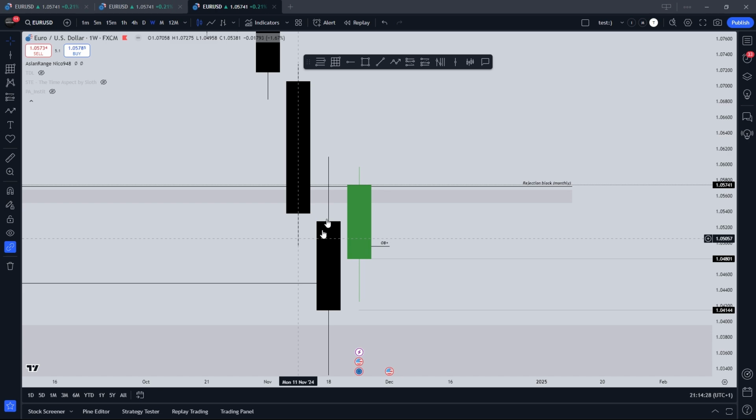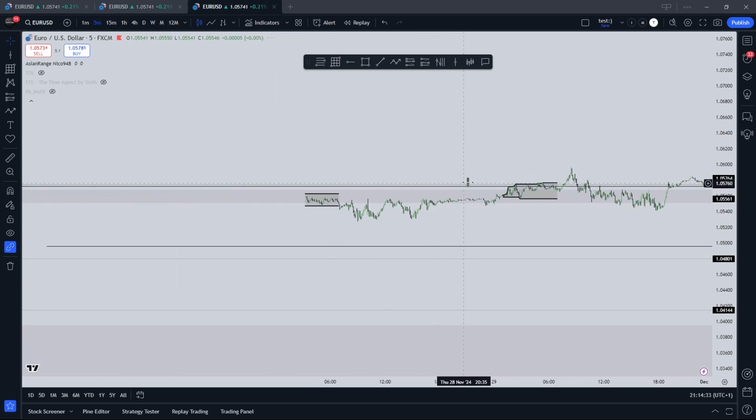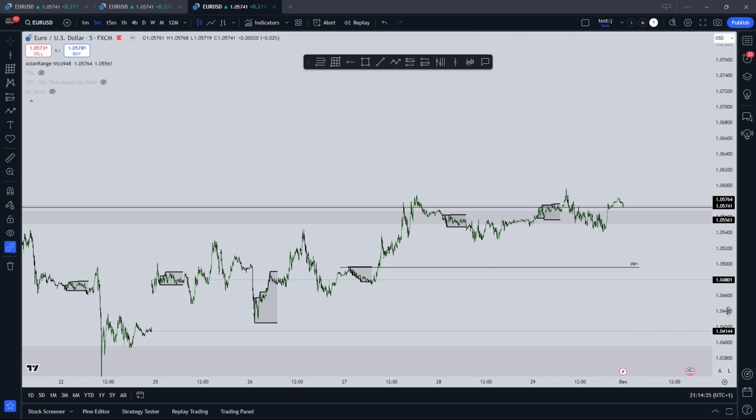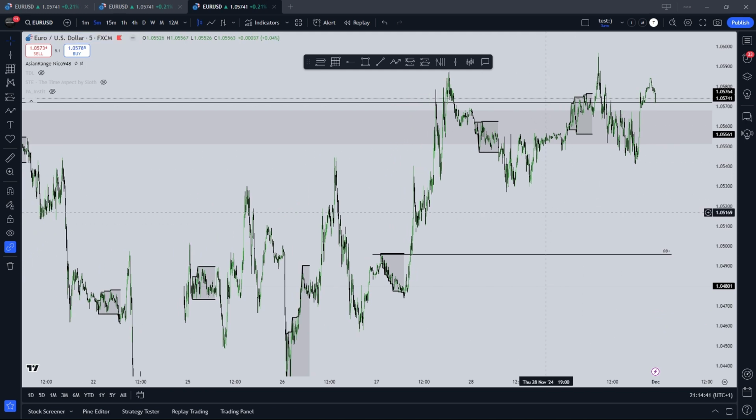Well, in my model, the STA, I always need to wait for an alignment in the externals. When the externals are in agreement, that's precisely what I call being externally aligned. The only thing my model then tells me to wait for is a time-based liquidity sweep in the opposite direction.